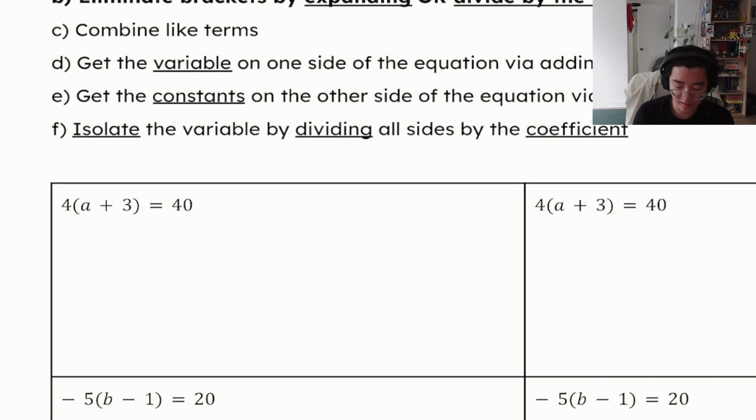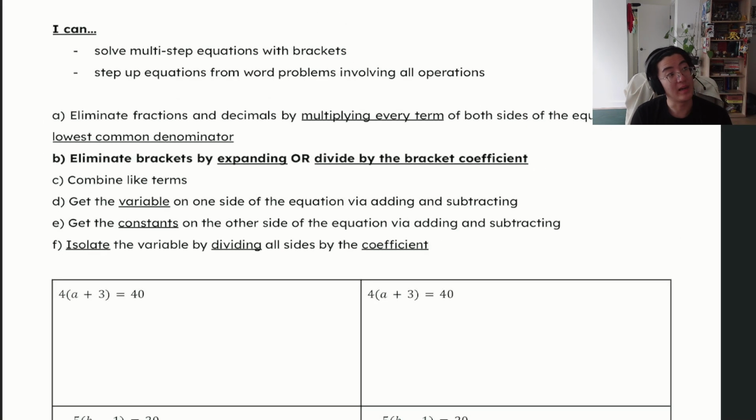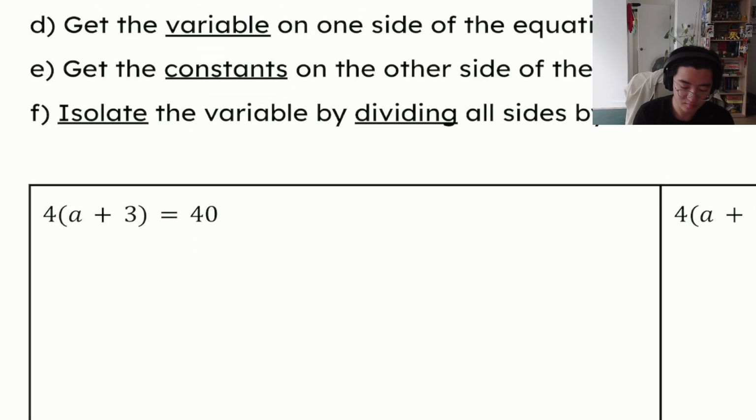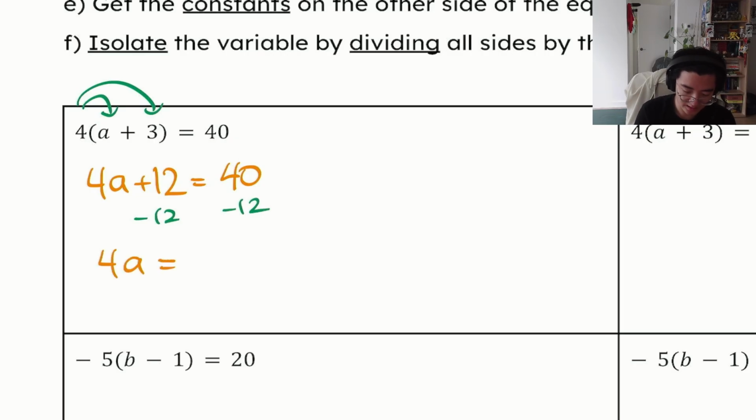We can do it either two ways. We can either one, expand everything out, or multiply everything out, or two, divide by the bracket coefficient. Whichever one is easier, or whatever you want. So first method, let's try expand everything out. Remember flying arrows, this coefficient gets multiplied to everything inside a bracket. Business as usual from there. Do adding and subtracting first, and then dividing.